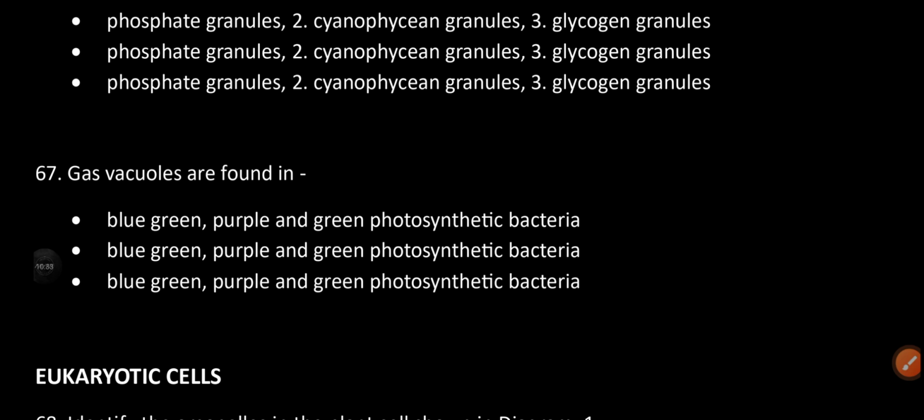Gas vacuoles are found in blue-green, purple and green photosynthetic bacteria.